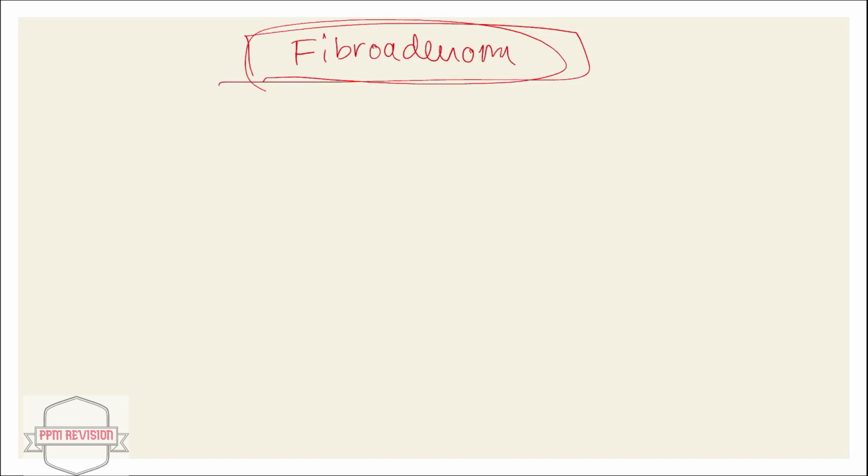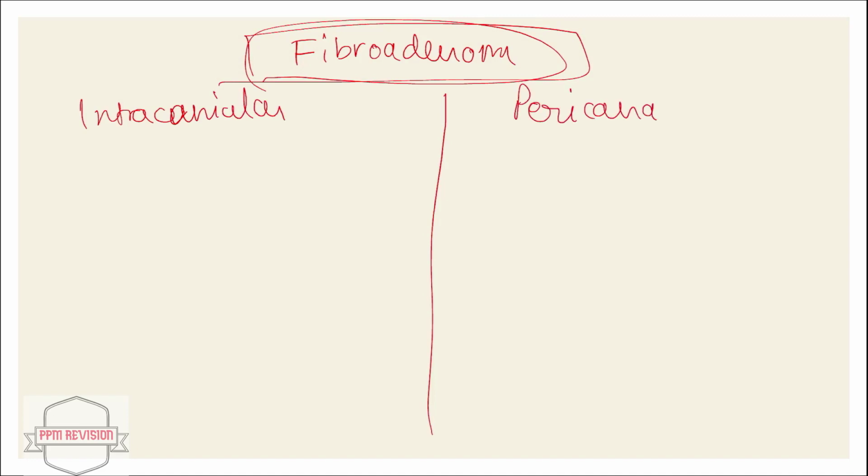So now looking at the fibroadenoma. What is this fibroadenoma? The fibroadenoma is in the breast, related to the breast, and there are two types, that is pericanalicular as well as intracanalicular. Now just looking at the intracanalicular, to make it easier I'll draw it side by side so that it's very easy to see. So this is the intracanalicular and this is the pericanalicular. Okay, done. So what is pericanalicular?